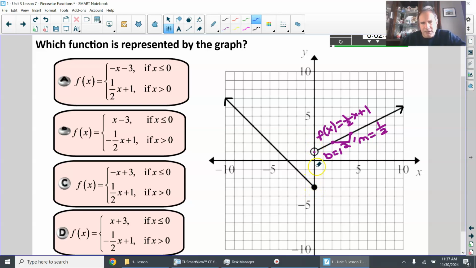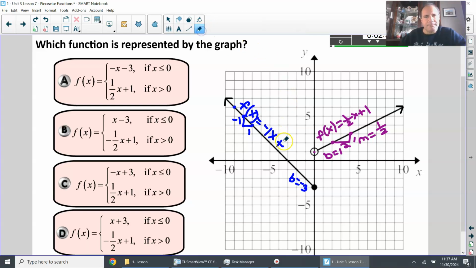And in this one right here is negative 1, negative 2, negative 3. So the b is negative 3. And this has a negative slope. You see how it goes down from left to right? Just ignore the arrow. The only reason the arrow is there is that it's a piecewise function. But it's still going down from left to right, if you could see it. This one has a slope of negative 1. So this is f of x equals negative 1x, which is negative x, minus 3.